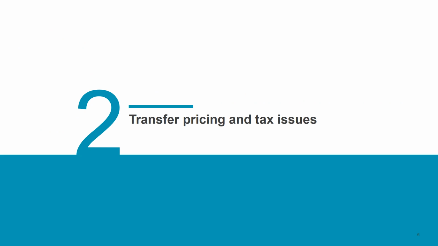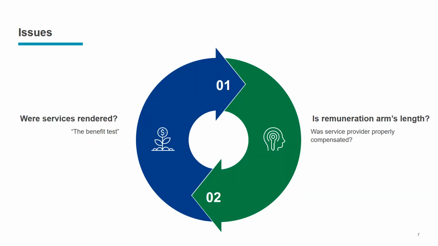So what are the issues surrounding services? First, when we analyze services, we need not just to analyze the pricing of the services, but before that, we need to ensure that services were actually rendered. And what we are looking at is a service from a transfer pricing and tax perspective. And to ensure that the service indeed passes this test, the OECD guidelines and local legislation of most of the countries put in the benefit test. So the benefit test is a test that ensures that the service was actually rendered.